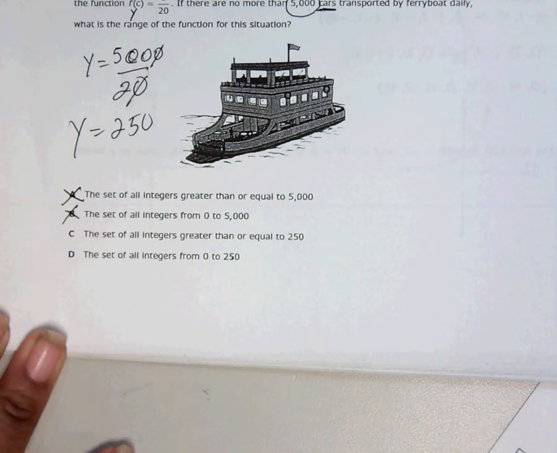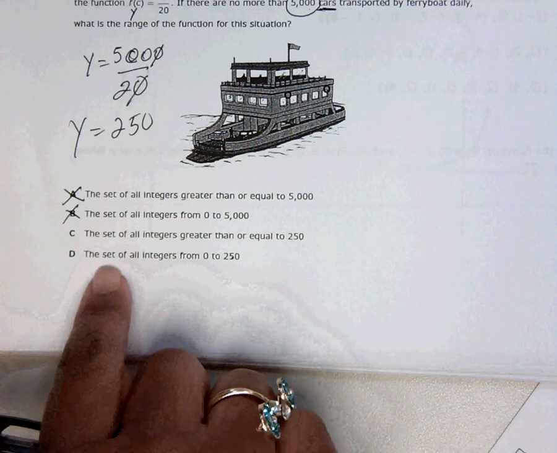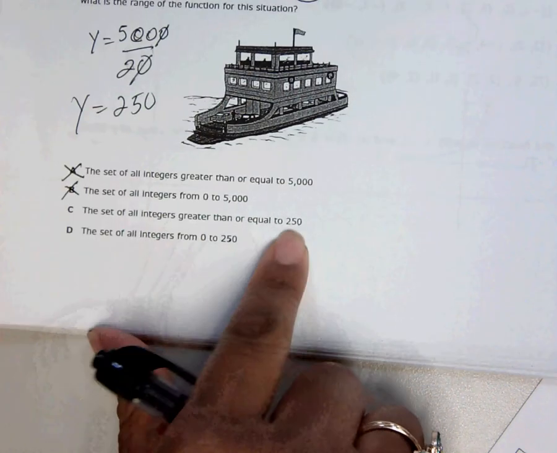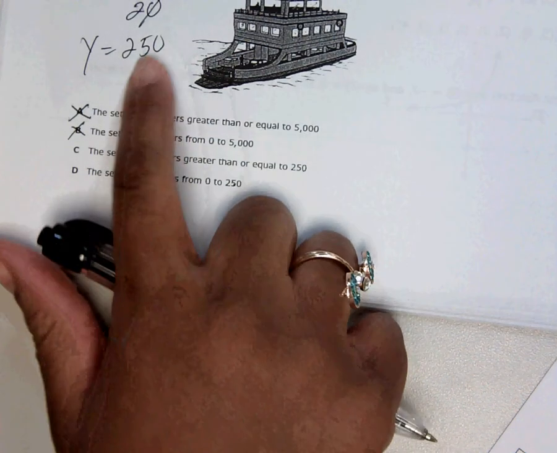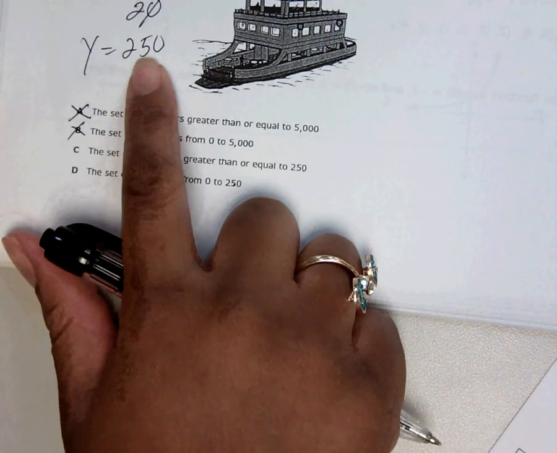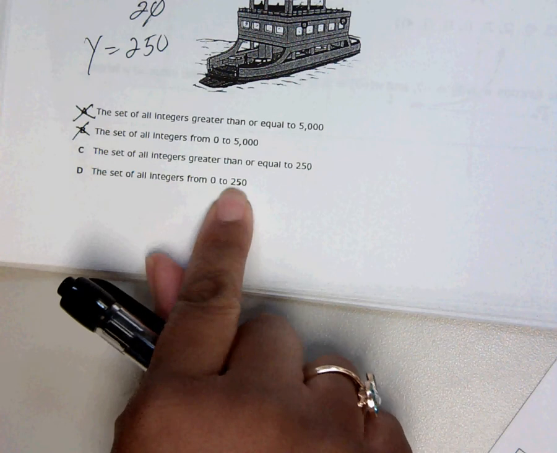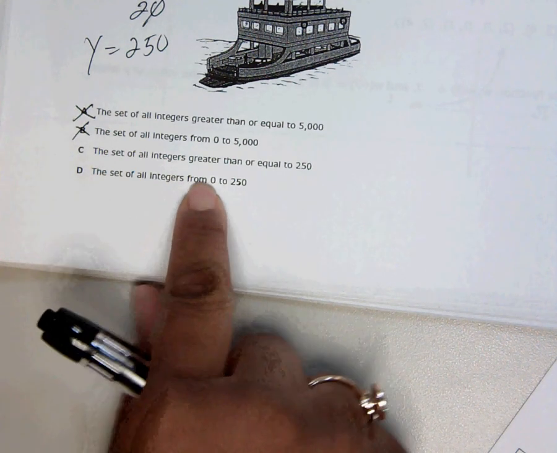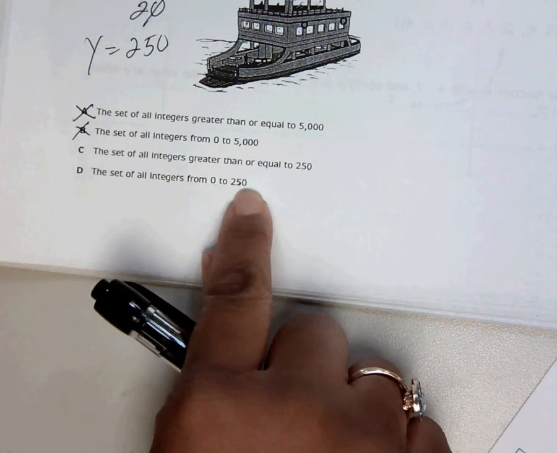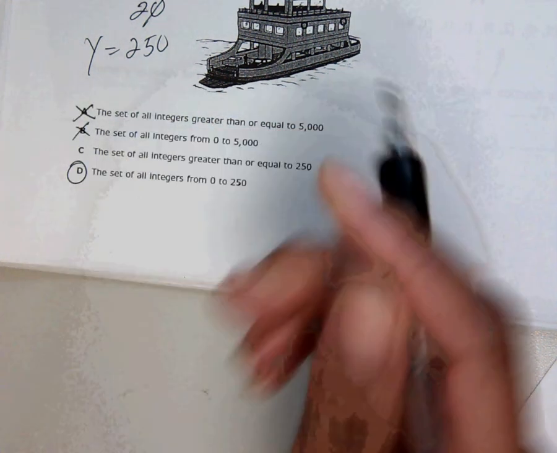The question is, which answer is correct? Is it the set of all integers greater than 250, or is 250 the max? I believe 250 is the max. But if it's the max, do we go below 0? Well, you can't have negative trips. So you have to start at 0 and work your way up to 250. Answer is D.